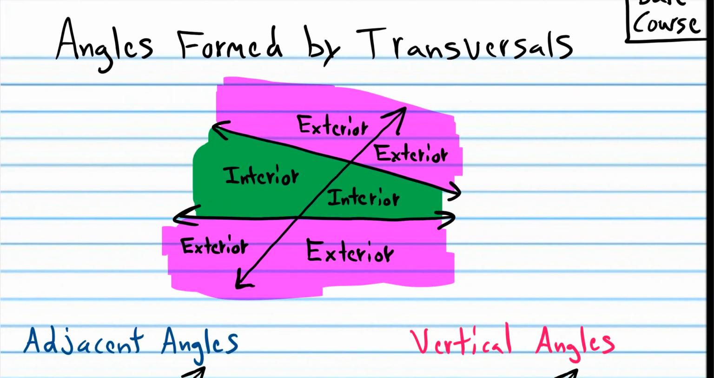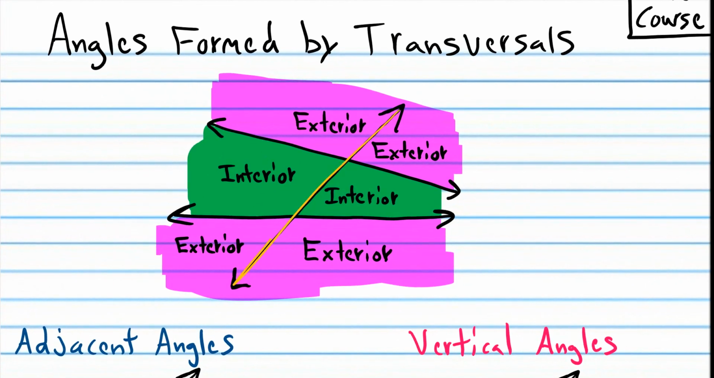Now let's first talk about what a transversal is. This line here is a transversal. A transversal is a line that goes through two or more other lines.